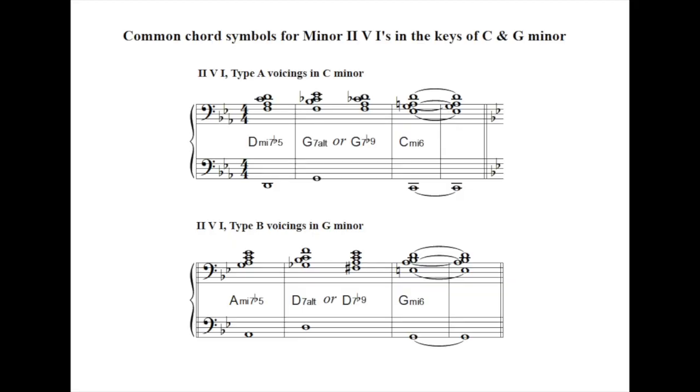Now the chord symbols indicating a minor 251 environment in C minor are commonly D minor 7 flat 5, G7 altered, abbreviated to just ALT, or sometimes G7 flat 9, and C minor 6. In the key of G minor, the symbols would be A minor 7 flat 5, D7 altered, or D7 flat 9, and G minor 6.